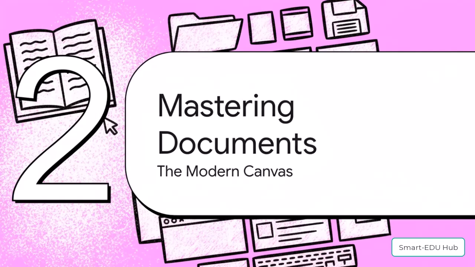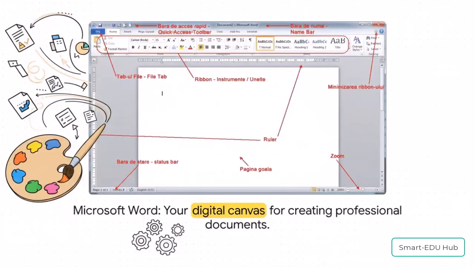So with that foundation in place, let's see how it all comes together in our first real power tool, the word processor. This is an absolutely essential piece of software for creating any kind of professional document. And here it is, the familiar interface of Microsoft Word. I want you to think of this as your digital canvas. It starts as a blank page, but it's packed with incredibly powerful tools to shape your text, structure your ideas, and present them in a really clear, professional way.